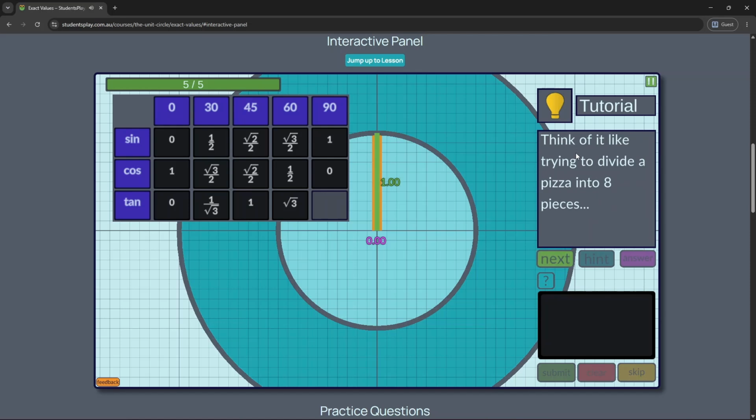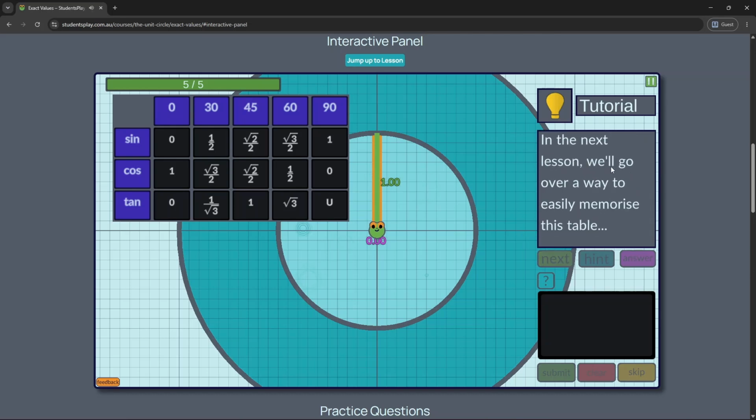Think of it like trying to divide a pizza into 8 pieces, then trying to divide another pizza into 0 pieces. It's not possible. You can't divide a pizza into 0 pieces, and it doesn't really make any sense. So 1 over 0, and tan 90, is actually called undefined. So just type in a capital U in our table. Great job. That's all of them.